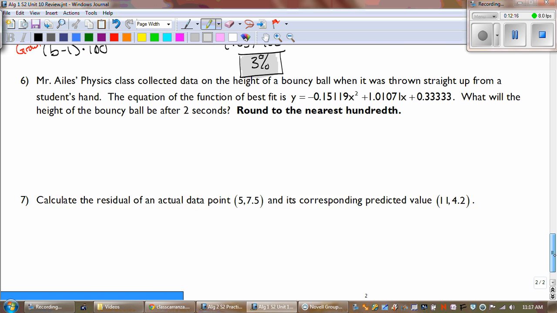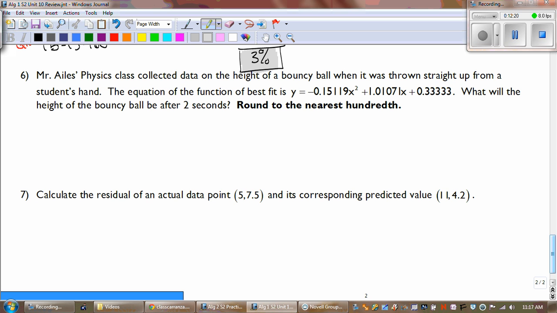Okay. Mr. Ailes' physics class collected data on the height of a bouncy ball when it was thrown straight up from a student's hand. The equation of the function of best fit is that beautiful long thing right there. One of the things that I noticed is that it's a quadratic. All right, so what will the height of the bouncy ball be after 2 seconds? And it says to round to the nearest hundredth. Okay, so the nearest hundredth means that we're rounding to the second decimal. So what do we do? I'm going to write a note real quick that that's the second decimal.